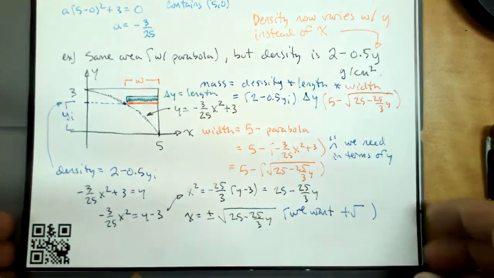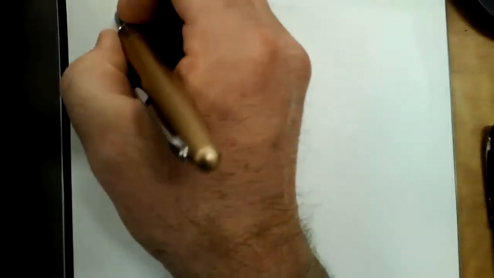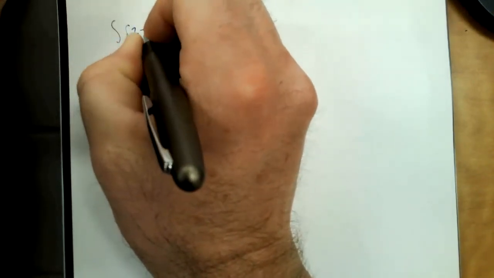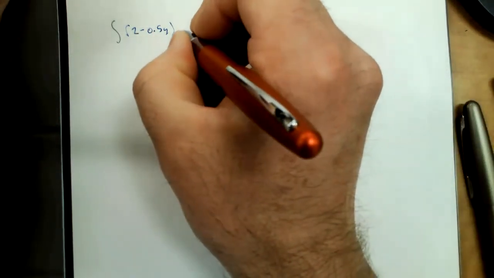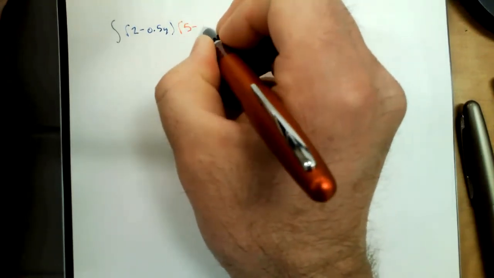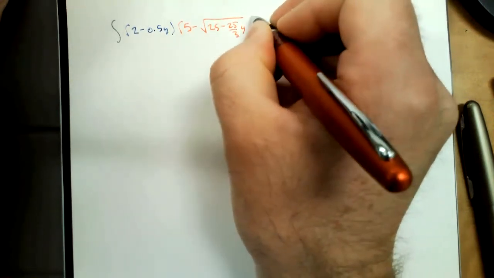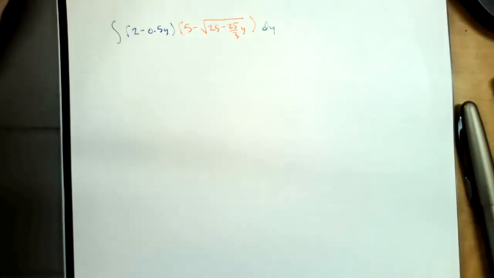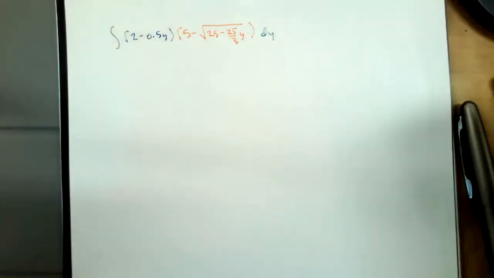So the other piece of this is that we have to build the integral. And so the total mass is going to be the density, the length is the delta y, so I'm going to move that to the end as a dy. And then I have 5 minus the square root of 25 minus 25 thirds y times dy. That's just writing the mass of that slice, adding up all those slices, and then going to a definite integral.